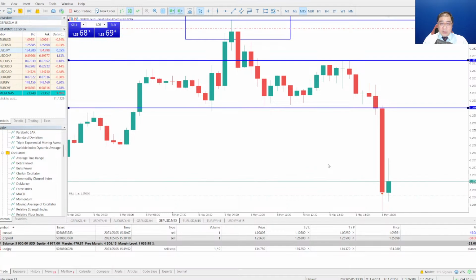You're going to get a wider spread as well, so that's something you need to consider as well.